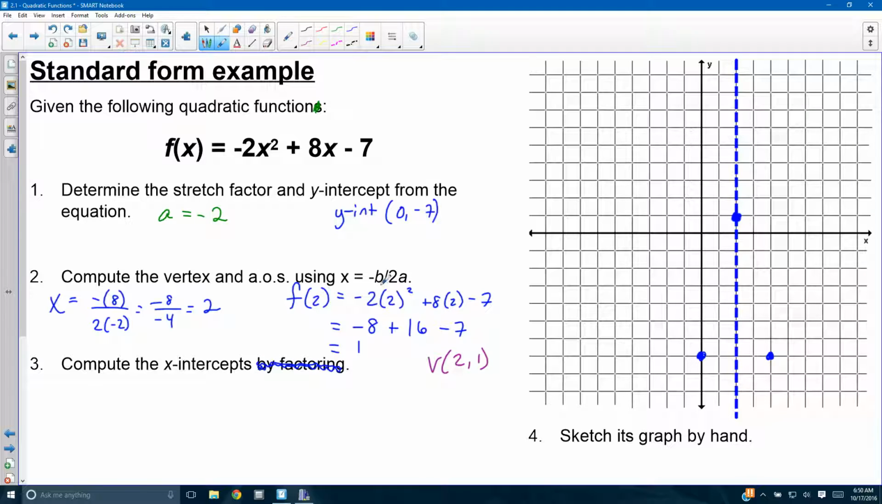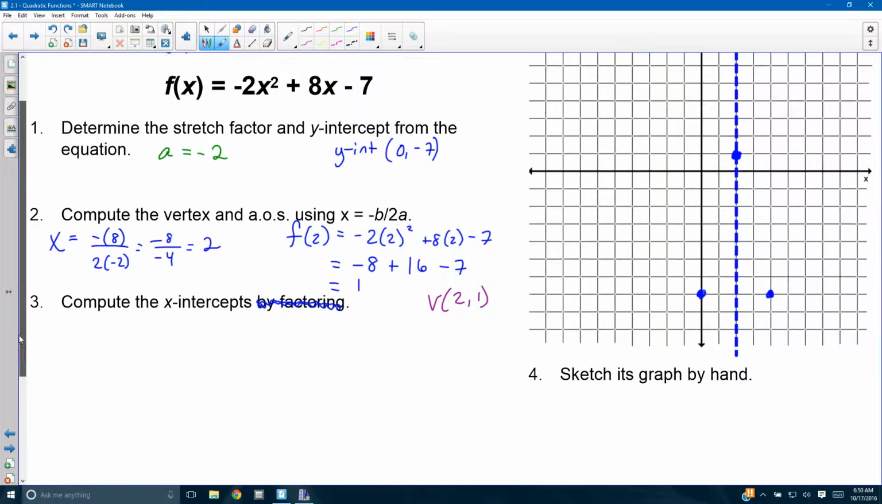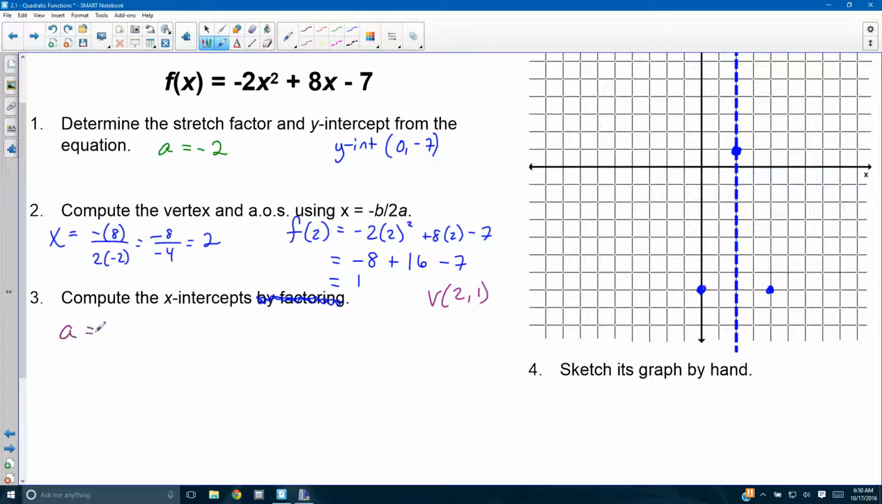I think it's really important to talk about that concept I was mentioning before, and I think we can calculate those just fine. That's totally okay. So let's go ahead and compute these x-intercepts here. I have an a value of negative 2, a b value of 8, and a c value of negative 7. So if I compute the discriminant first, I think I can prove to you that it's unfactorable. If I come up with a non-perfect square, then it would be unfactorable. So let's do b squared minus 4ac.